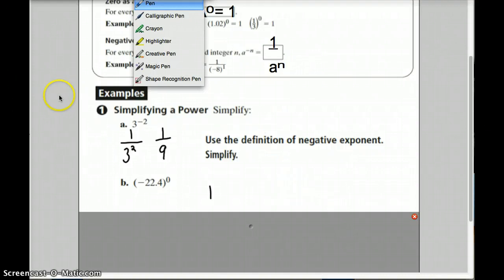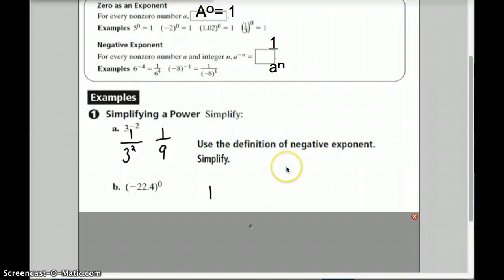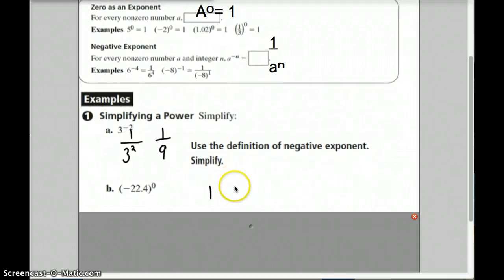If this were written negative 22 to the 0 power like this, only the 22 will be taken to the 0 power, okay? And then you would have negative 1 there. Remind me to show you another example in class.